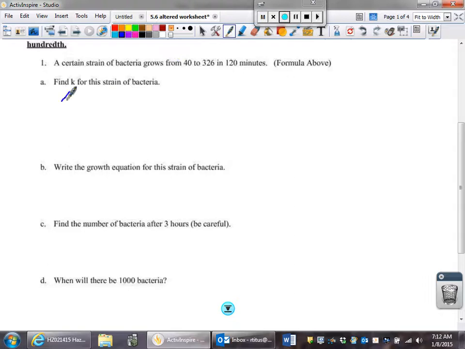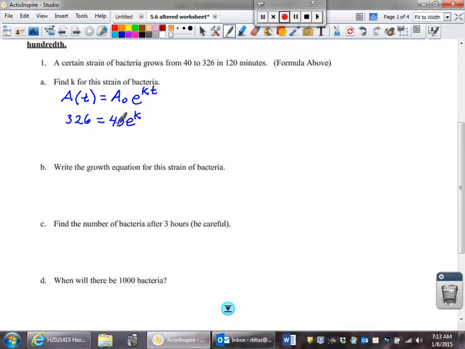Alright, so I'm going to write the formula down, which is A of T equals A sub 0 times E raised to the KT. In this problem, K is going to be a positive number when we're done because we are growing. We're going from 40 to 326, so this is a growth. Since you're starting at 40, that is your initial term, A sub 0, and you end at 326, which is the Y value, A of T. So we're going to say 326 is equal to 40 times E raised to the K.